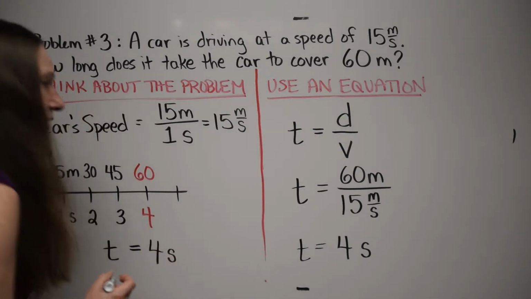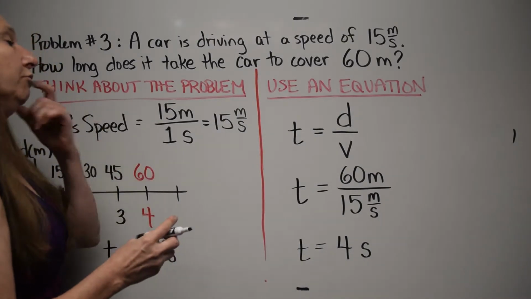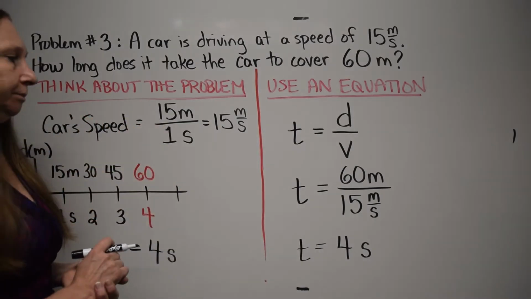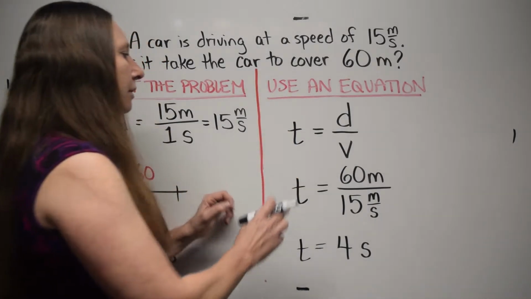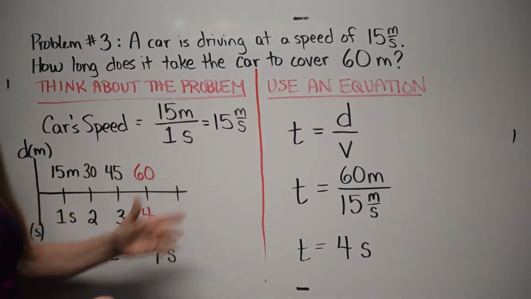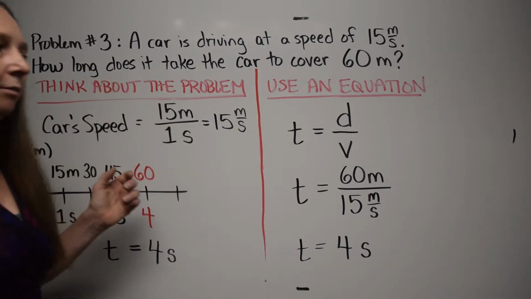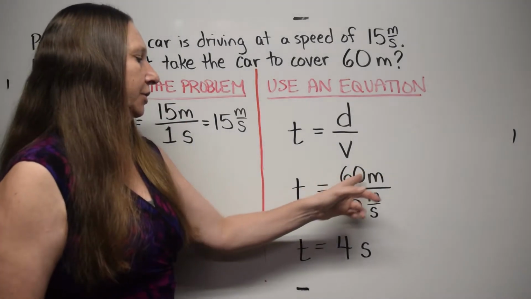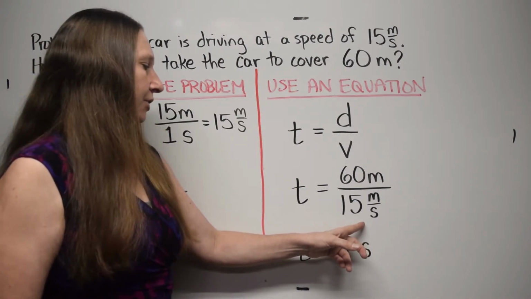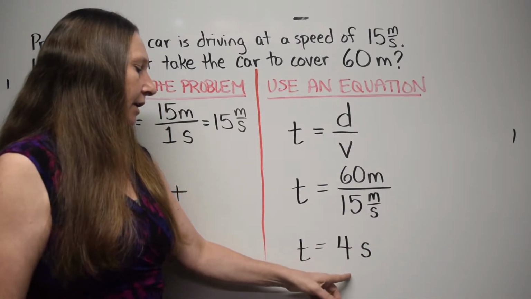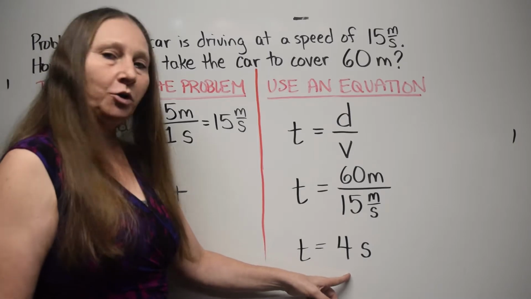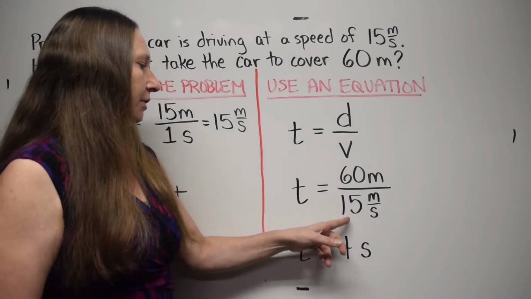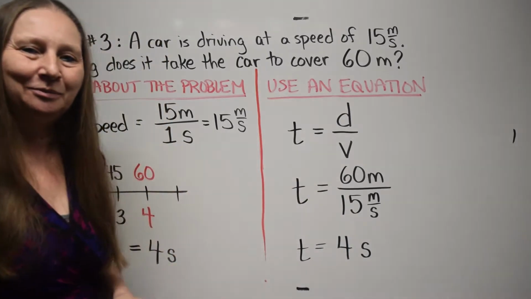Now, of course, time is a scalar, so we really don't worry about direction at all. So over here, the equation comes from the logic, comes from thinking about the problem. The distance is 60 meters, divide by the velocity, 15 meters per second, and you find that it takes the car 4 seconds at this speed to cover that distance.